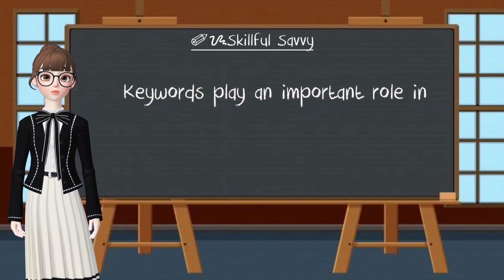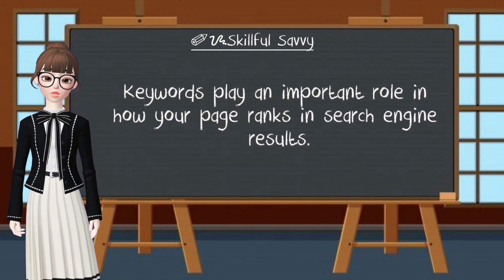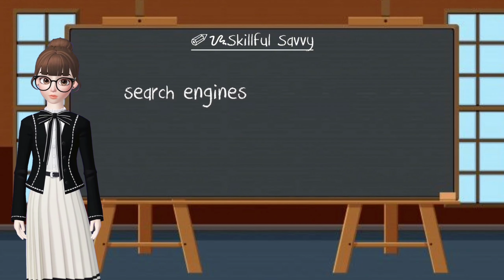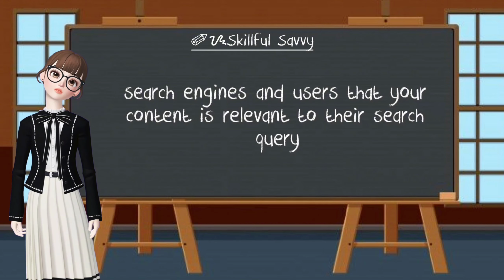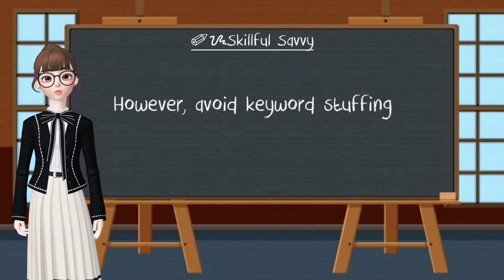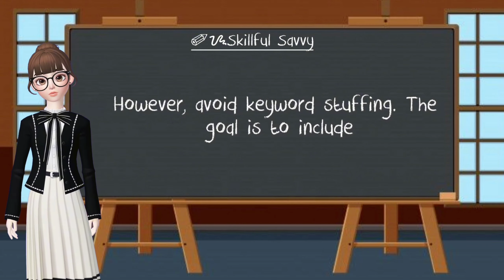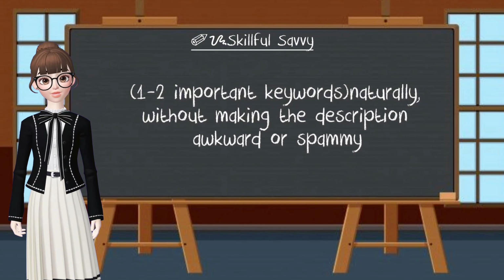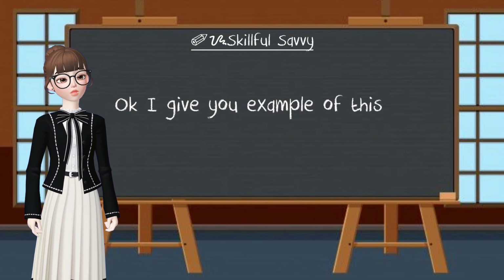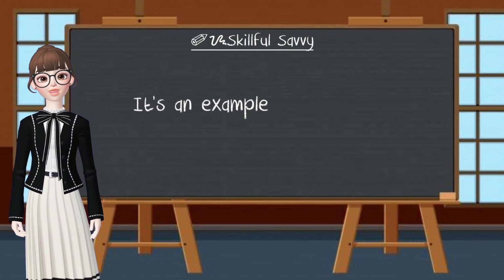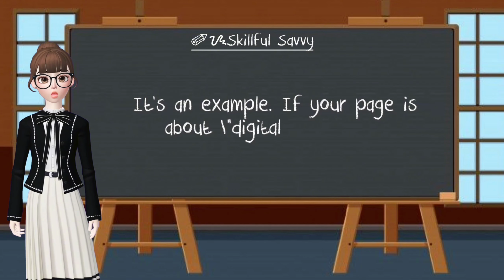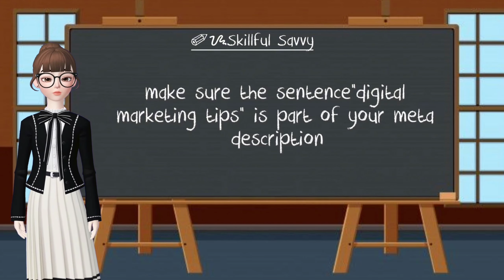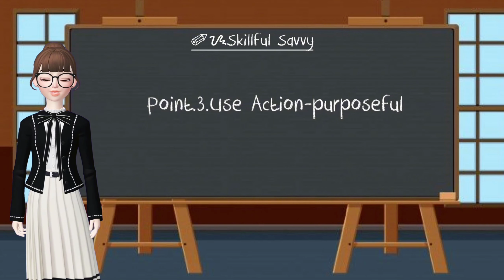Point 2, add relevant keywords. Keywords play an important role in how your page ranks in search engine results. Including your primary keywords in the meta description signals to both search engines and users that your content is relevant to their search query. However, avoid keyword stuffing. The goal is to include 1 to 2 important keywords naturally, without making the description awkward or spammy. Okay, I'll give you an example of this point, then you will understand well. If your page is about digital marketing, make sure the phrase digital marketing tips is part of your meta description.